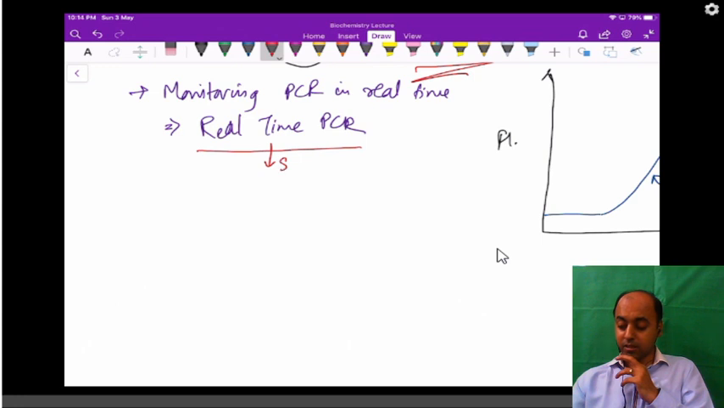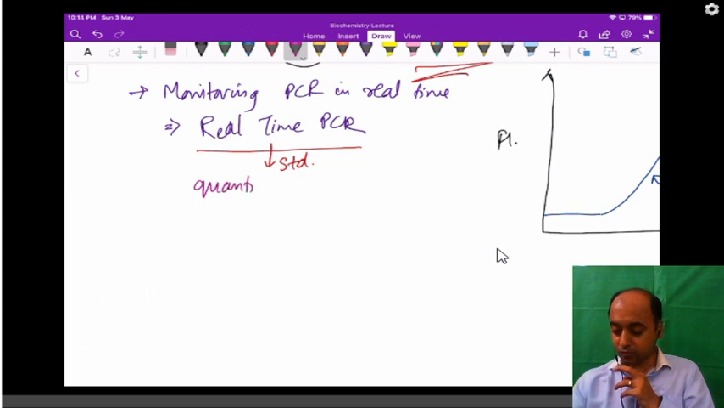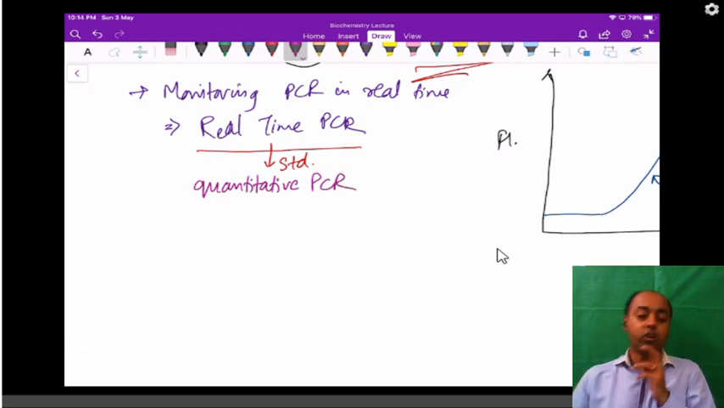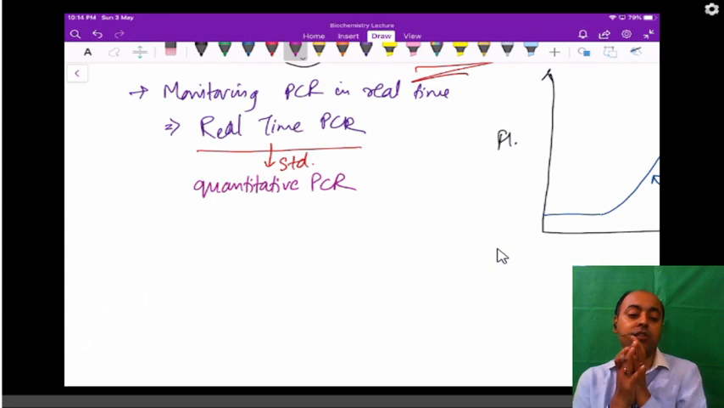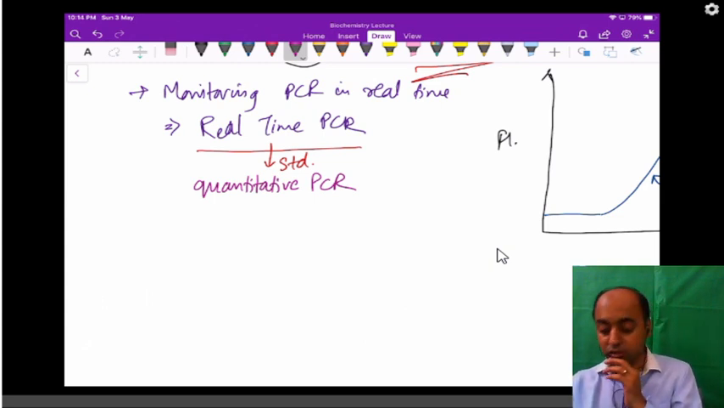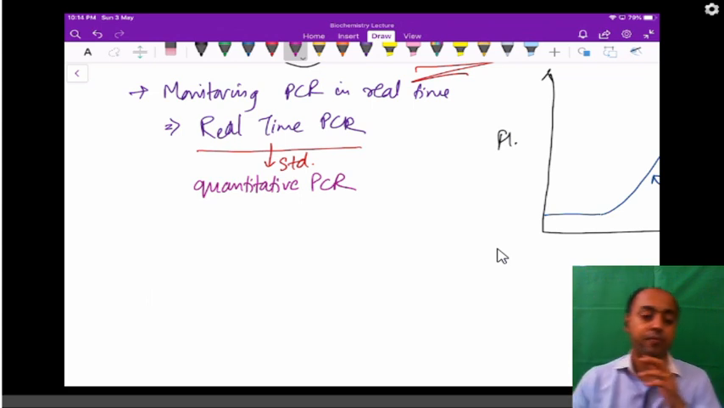If you run the real time PCR with standards, it works as quantitative PCR. We can quantify the starting amount of DNA in a given sample when we run the real-time PCR with standards. That is why it is known as the quantitative PCR.